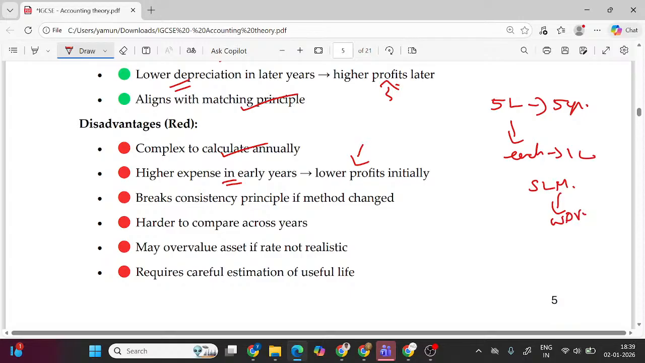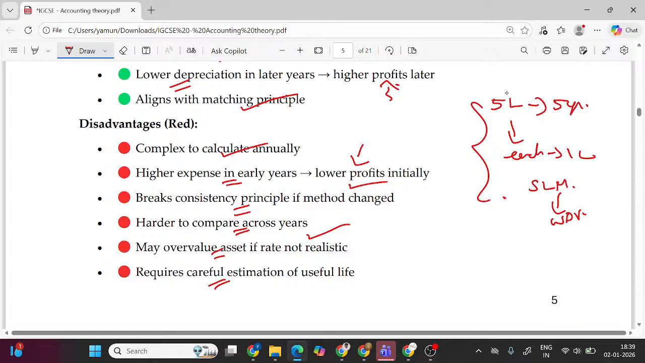Am I right? It breaks consistency principle if method is changed. Yes. From the beginning, I was using in a different way, but now I have changed my depreciation method. So what happens? The consistency is broken. Harder to compare across years. Yes, you should not compare. That's what we did here. May overvalue asset if rate is not realistic. If the rate is not realistic, the asset value may be shown overvalued.